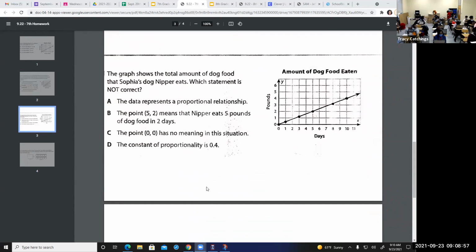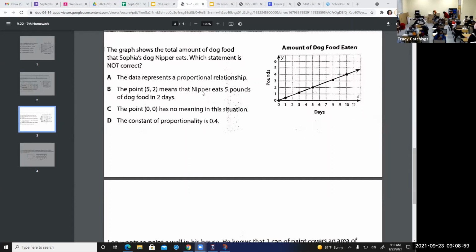The graph shows total amount of dog food from each dog. Which statement was not correct? B and C? Is that what you said? Talk to me. B says that means he ate 5 pounds in 2 minutes. Sure that's what that means? But he ate 2 pounds, 5 days. Good job.